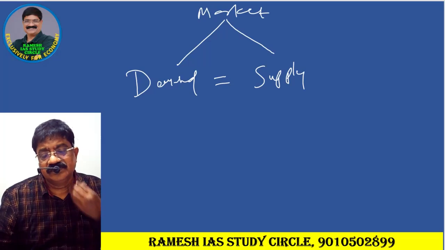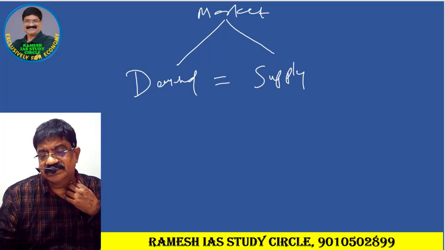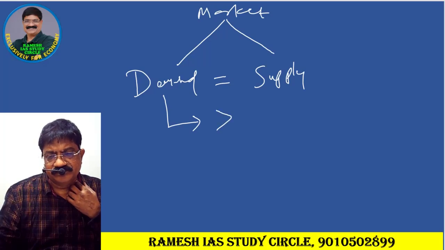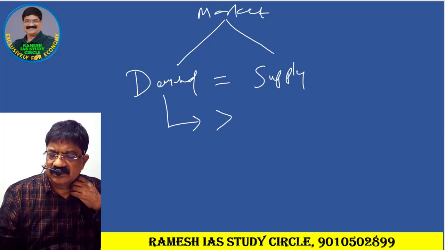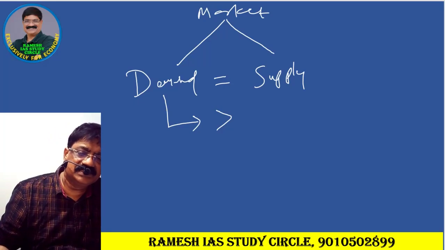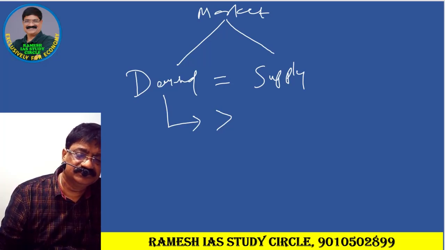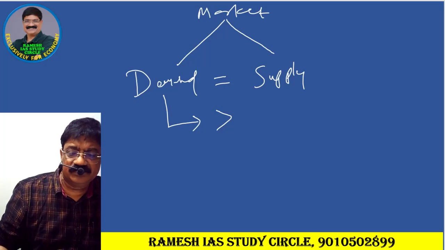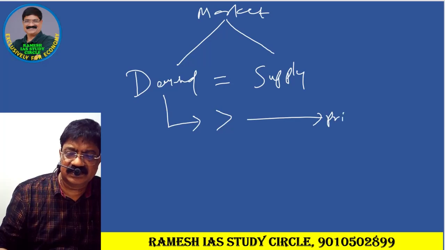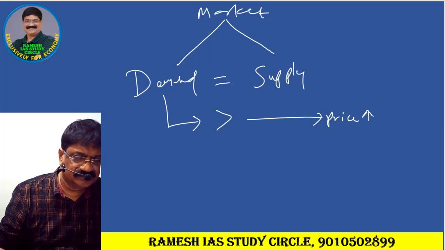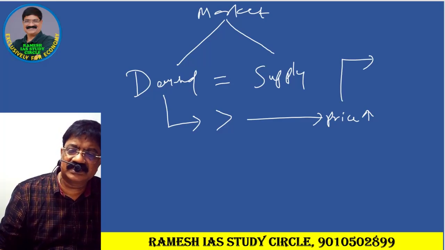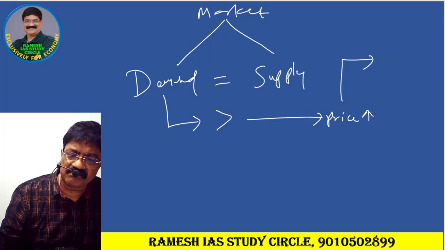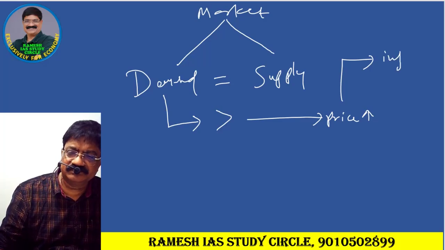For example, in certain circumstances, demand is more than the supply. Meaning we have a much larger population, we have more buyers, but goods are not there. Then what happens? Here price rise takes place. Price rise takes place. It is inflation.